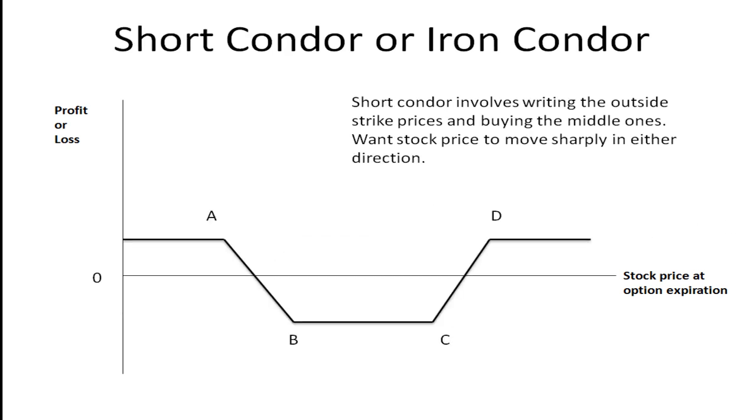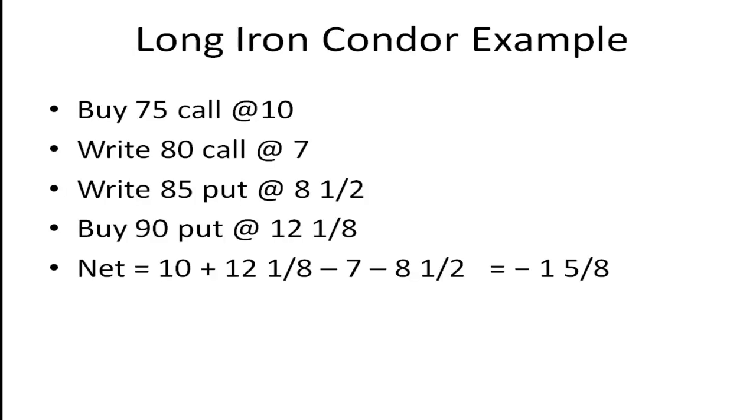To construct a short condor or a short iron condor, we're going to do the opposite. We're going to write the outside strike prices at A and D and buy the ones with strike prices of B and C. All right, let's take a look at a numerical example.